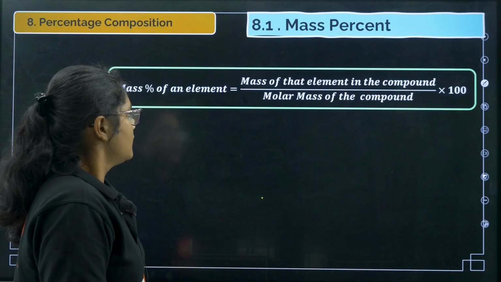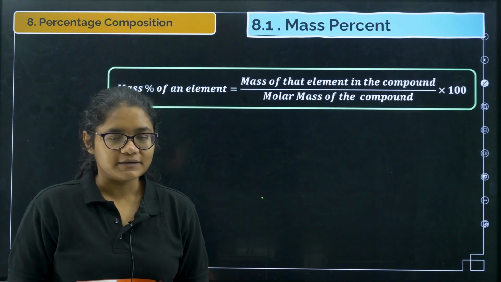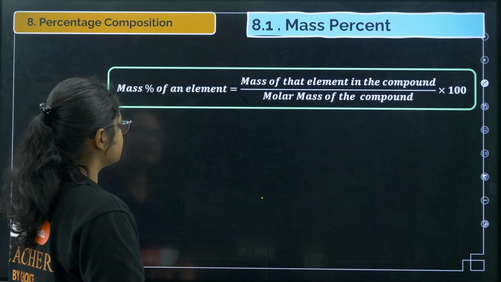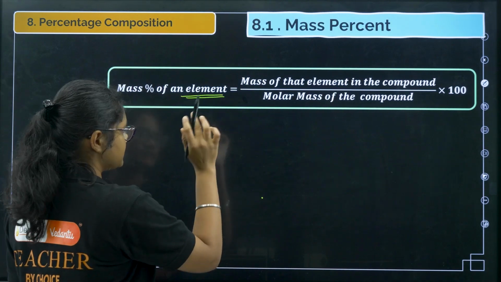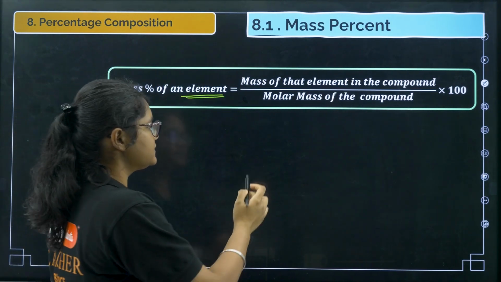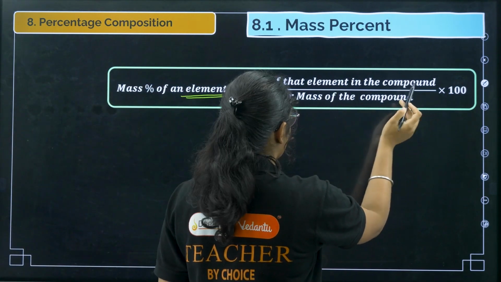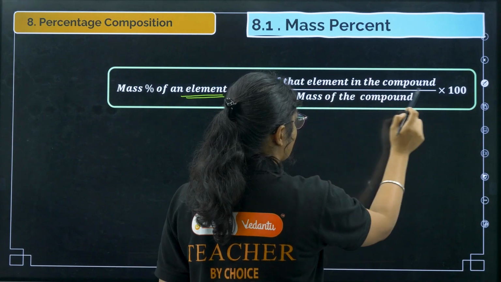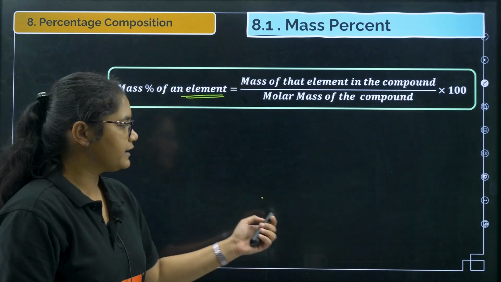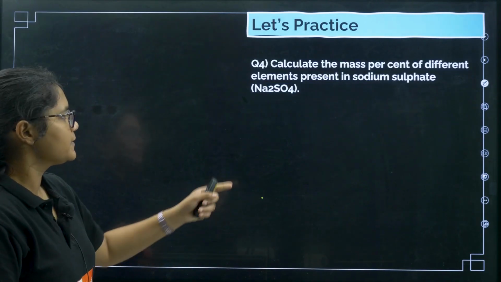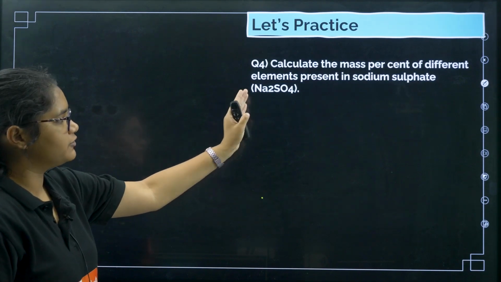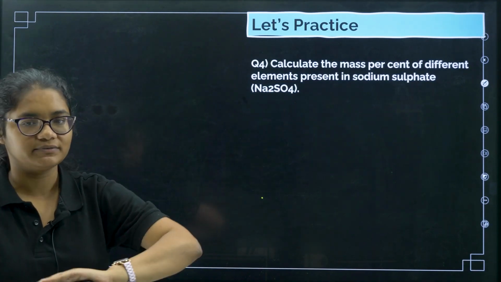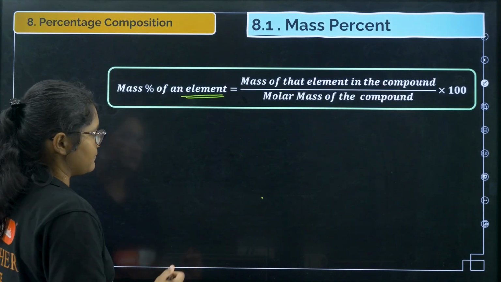Okay, fine. Now let us see what is mass percent. The mass percent of an element is calculated like this: mass of that element in the compound divided by the molar mass of the compound into 100. Okay, we'll understand it with an example. Calculate the mass percentage of different elements present in sodium sulfate. Let us first solve an example here.